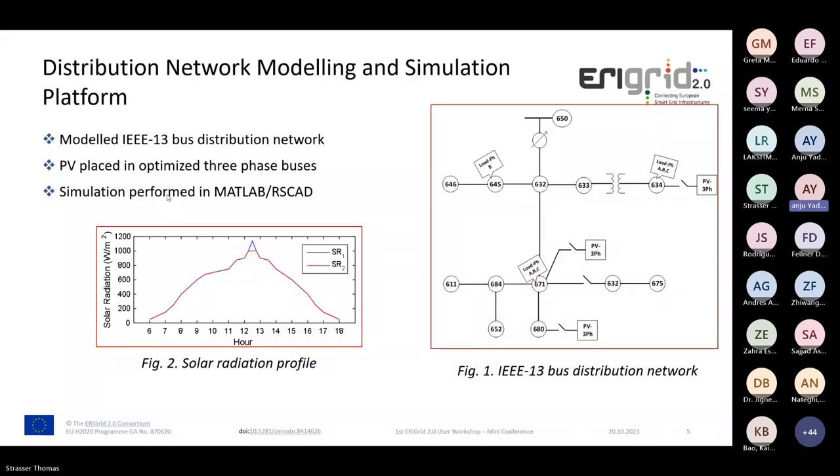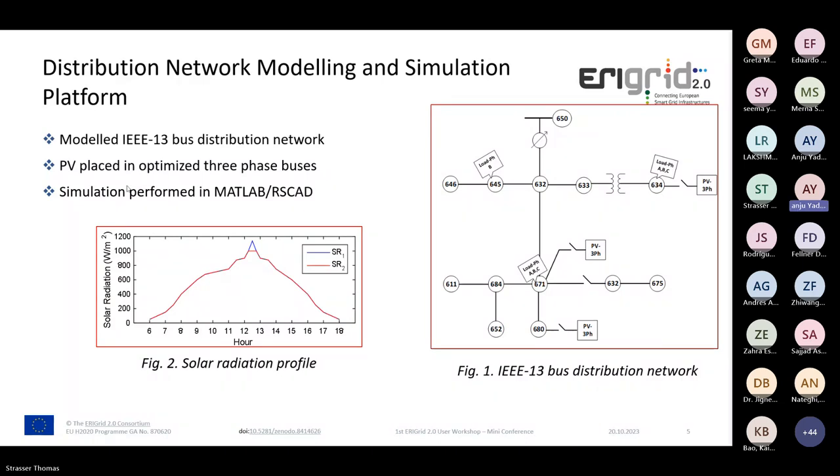To model the system, here we used the unbalanced IEEE 13 bus distribution network in which the PV is placed in optimized three-phase buses. And for simulation, here we use MATLAB and RSCAD. As shown in figure 1, it shows the IEEE 13 bus distribution network with the three-phase PV placement locations and the load. And figure 2 represents the solar radiation profiles SR1 and SR2 used for the analysis.